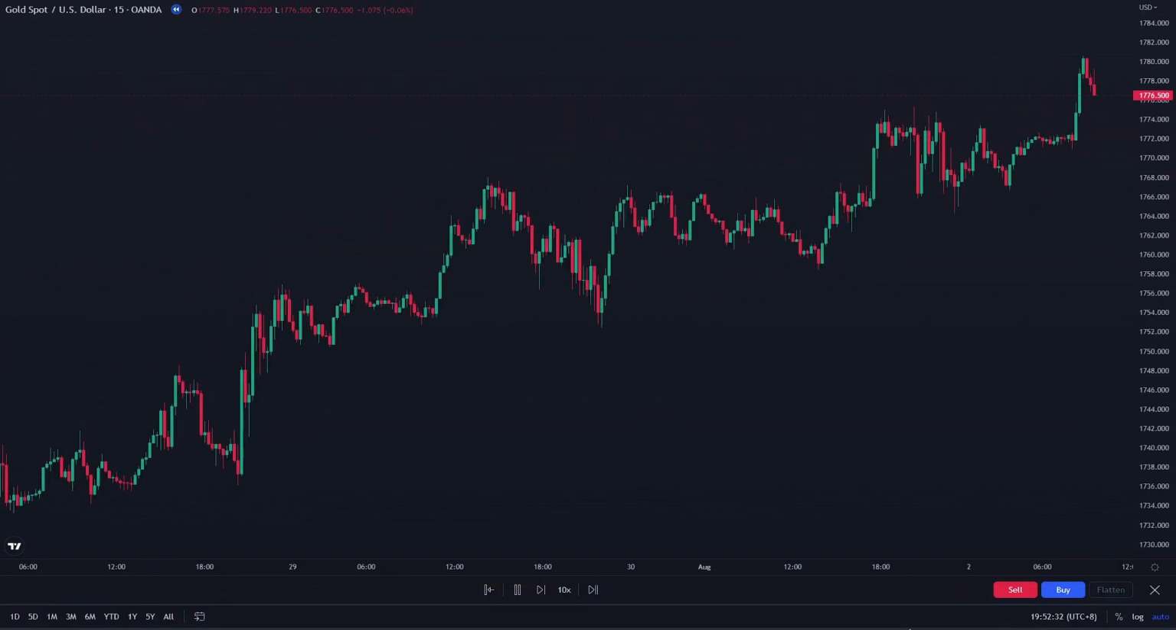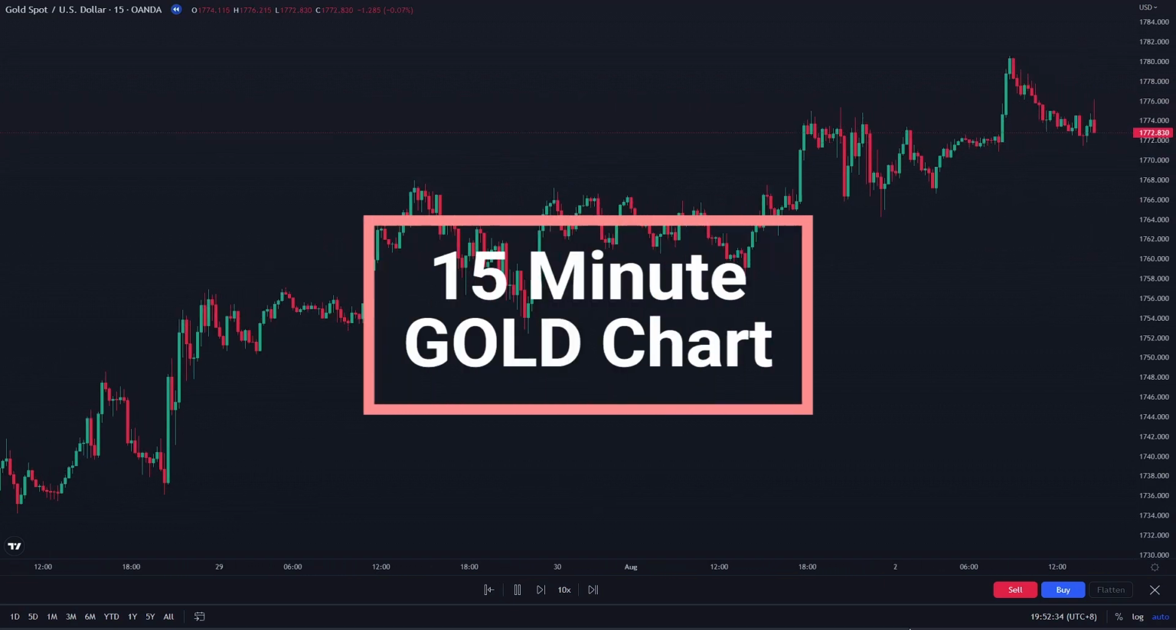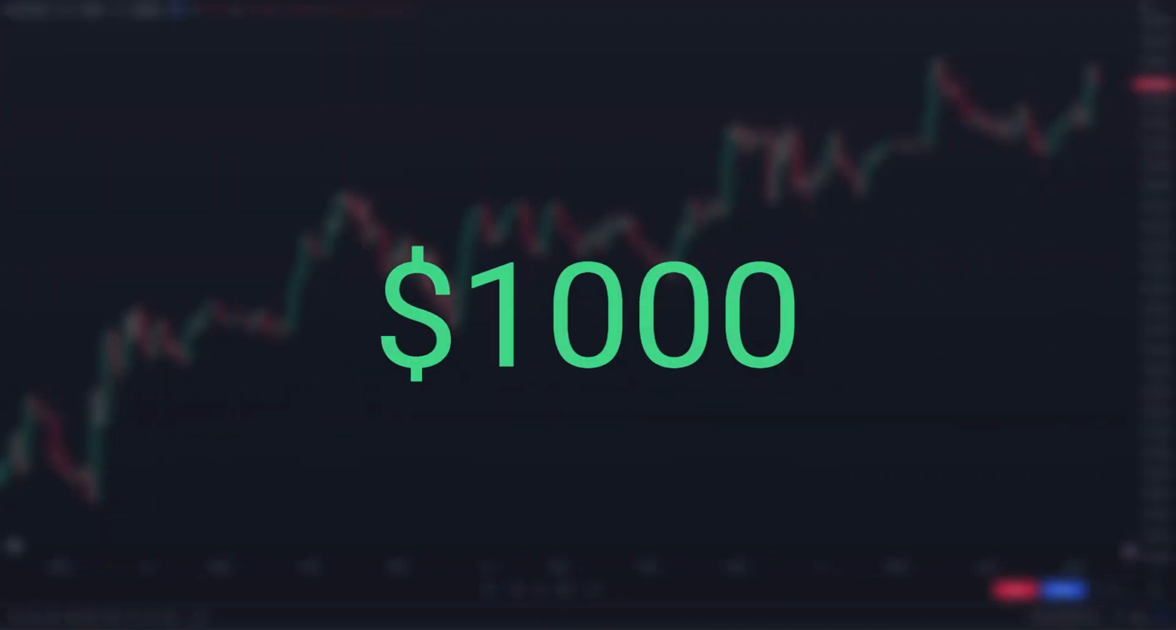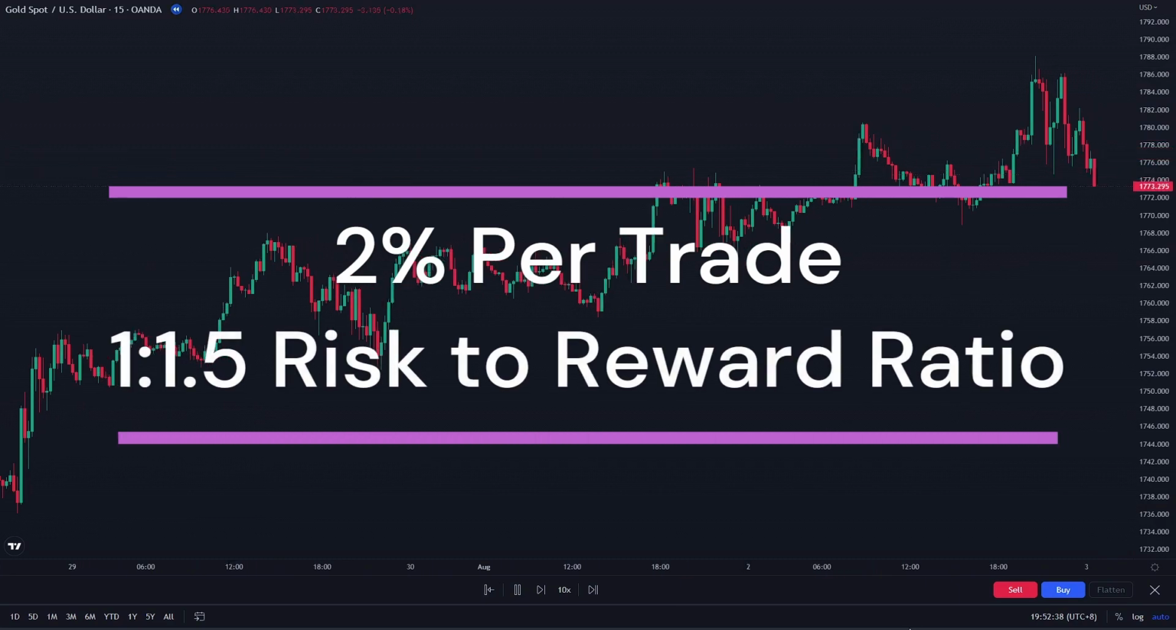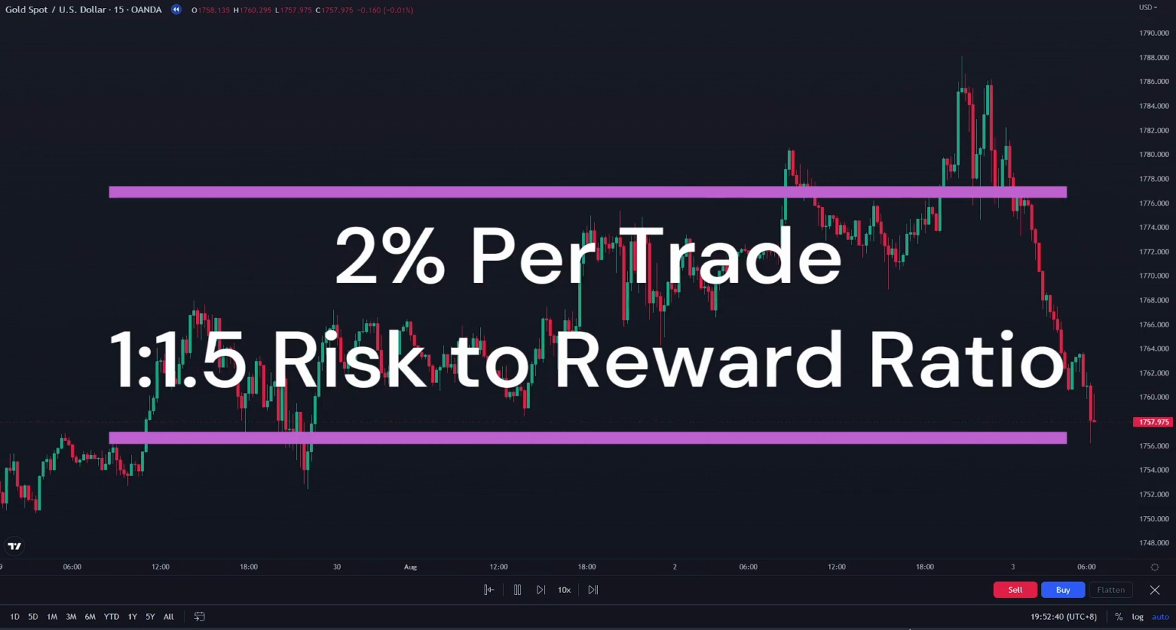Specifically, I will be backtesting the strategy on the 15-minute gold chart with an initial account size of $1,000 and risking 2% per trade with a risk-to-reward ratio of 1 to 1.5.